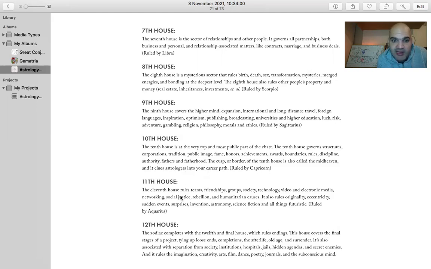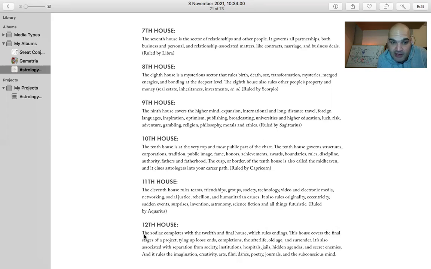The 11th house rules teams, friendships, groups, societies, technology, video and electronic media, networking, social justice, rebellion, and humanitarian causes. It also rules originality, eccentricity, sudden events, surprises, invention, astronomy, science fiction, and all things futuristic, ruled by Aquarius.